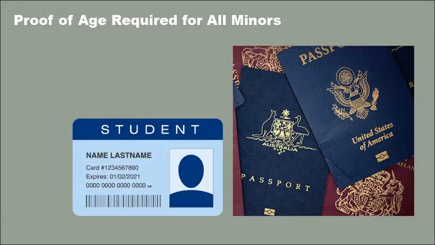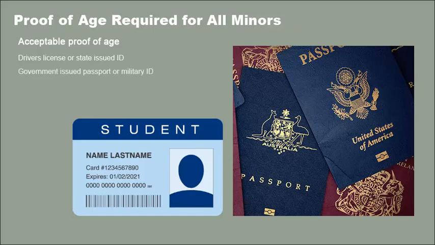Each employer that employs minors must keep a copy of proof of age on file. A list of documents allowed are as follows: a driver's license or state issued ID, a government issued passport or military ID, an official school ID with a typed date of birth and photo, or a birth certificate.